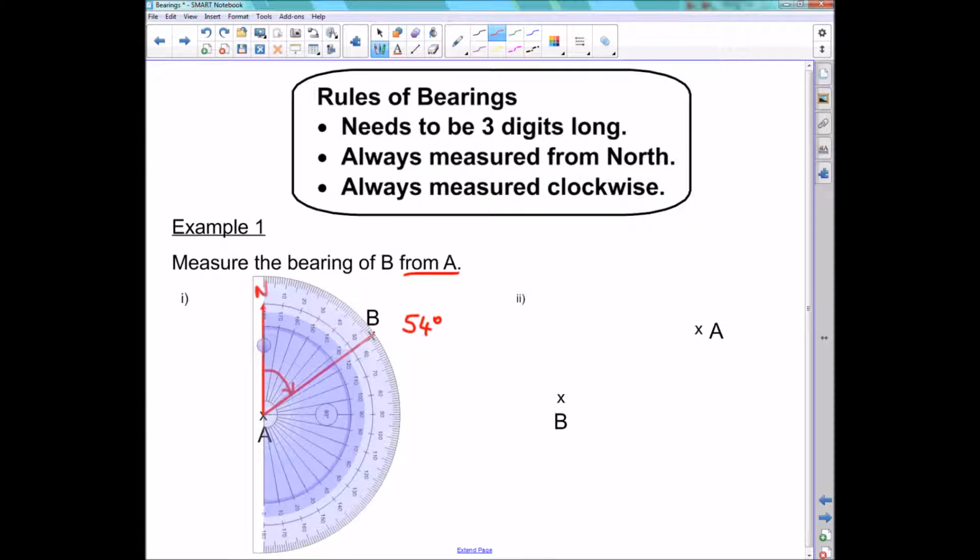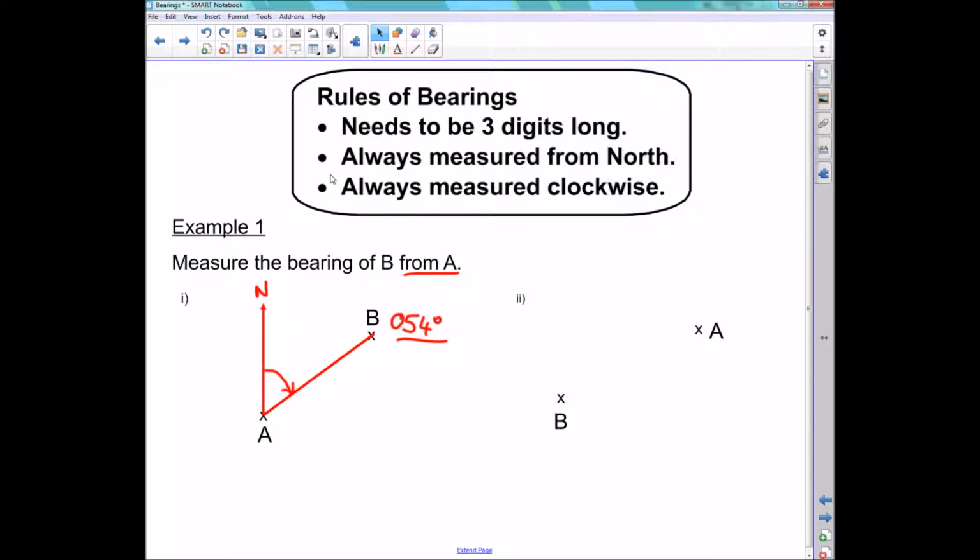So I have my angle, but is it a bearing? I need to just check it against these three rules. The first rule says that it needs to be 3 digits long. Now my angle here is not 3 digits long, so I can easily rectify this by putting a 0 in front. Secondly, it's always measured from north. Yes, I measured from north. And thirdly, it's measured clockwise. And again, I've measured it clockwise. So this here is my bearing of B from A.